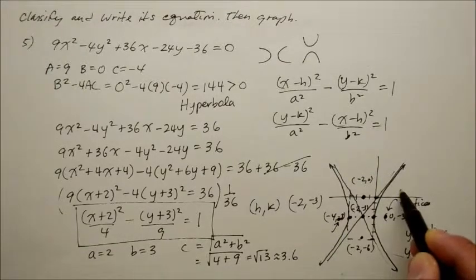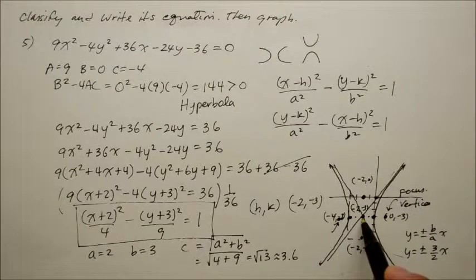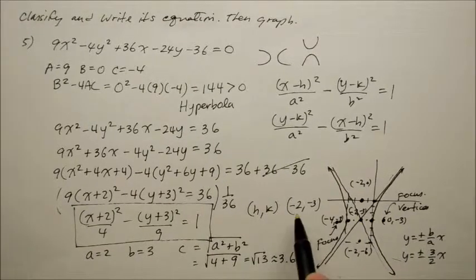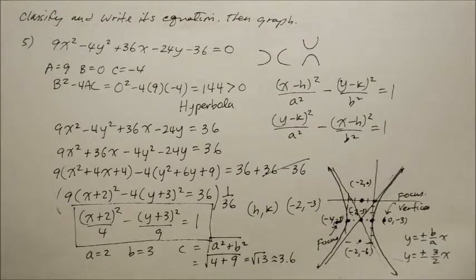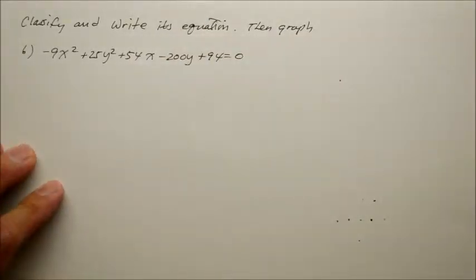Right there. That is going to be my foci, focus, which is square root of 13 units away from the midpoint. Same as over here. That's my second focus. Okay? And what is my midpoint? H and K is -2 and -3. There it is. Now if you got that, why don't you try this one?